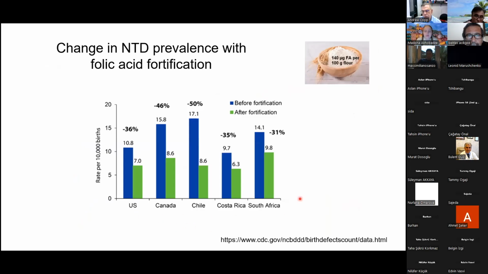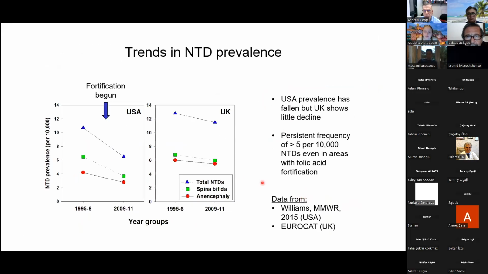In countries where fortification has been introduced, there has been a reduction in prevalence from before to after. These are rates per 10,000. Different countries began at different rates, but the reduction has not been the majority. In the United States, it's been about a 30% reduction, and some of these other countries show similar results. In the United States, there has been a drop from before fortification, about 1 per 1,000 or 10 per 10,000, down to about 0.7. But in the UK, where there is no fortification, there has been no significant reduction.